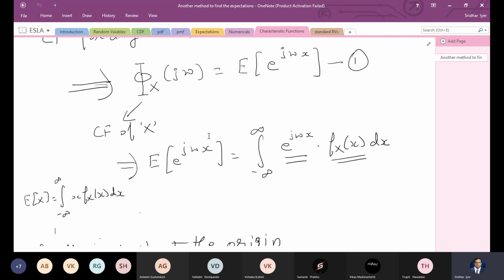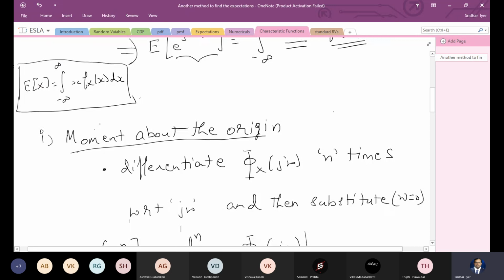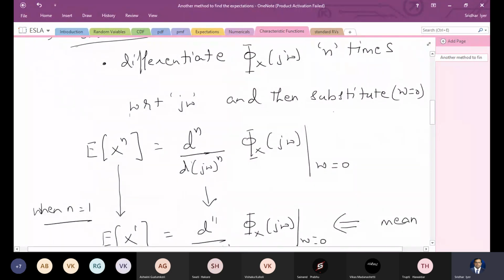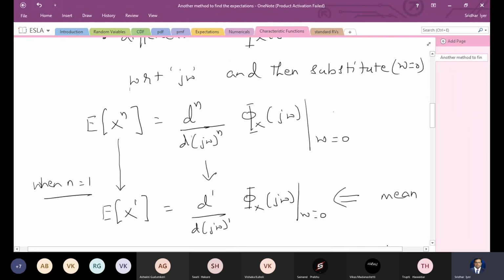So this is just the expectation operator which we use, which I have written at the bottom here. So E of x is the integral from negative to positive infinity of x fx of x. But for us in the characteristic equation, the x is e raised to j omega x. Therefore, you have the integral of e raised to j omega x fx of x dx. Right. So we found the moment about the origin, and we saw that we can use the differential and then substitute omega equal to 0 in that and get a value.